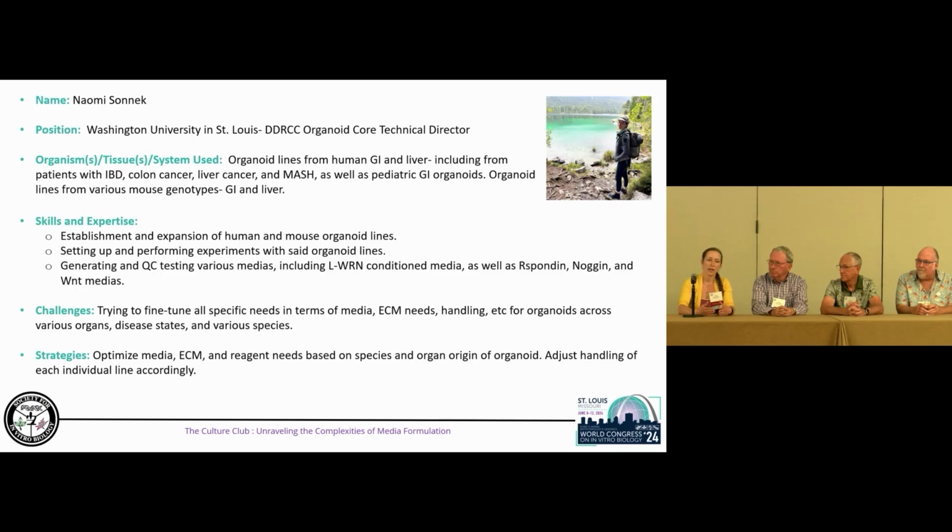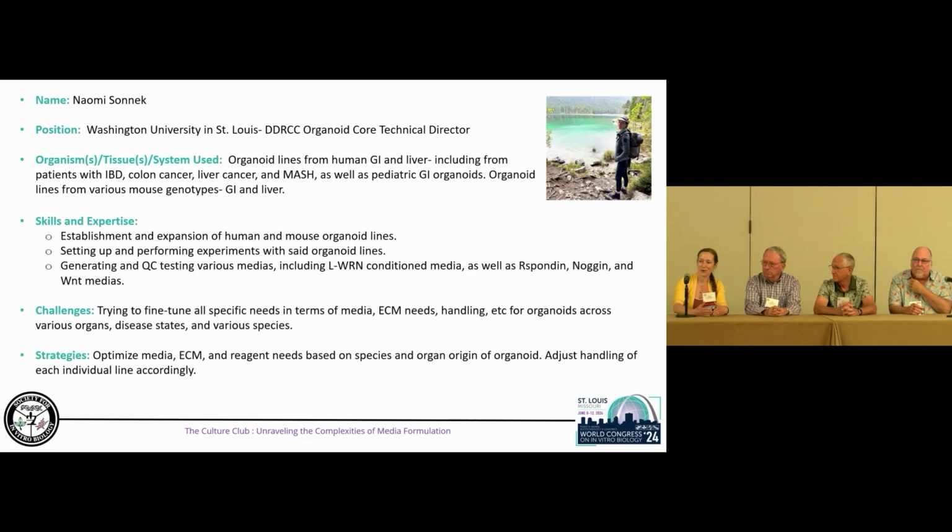I also have separately R-spondin, separate noggin, and separate Wnt medias, and all of these differ depending on your organoid, like on the organ that you're working with. So liver has different requirements. Your GI has different requirements. And then also various other reagents and inhibitors, or the matrices that you grow these organoid lines in. And of course, I also do the QC testing for all of these medias.